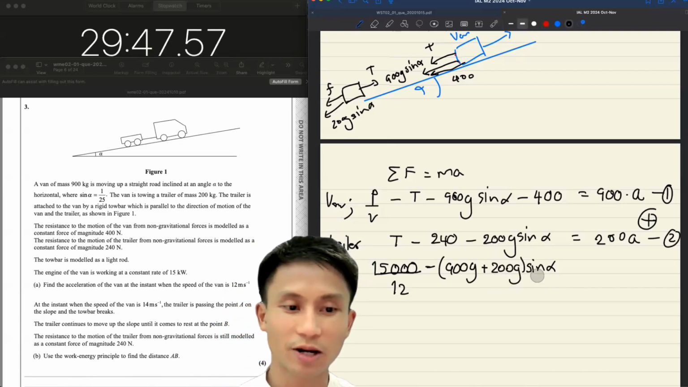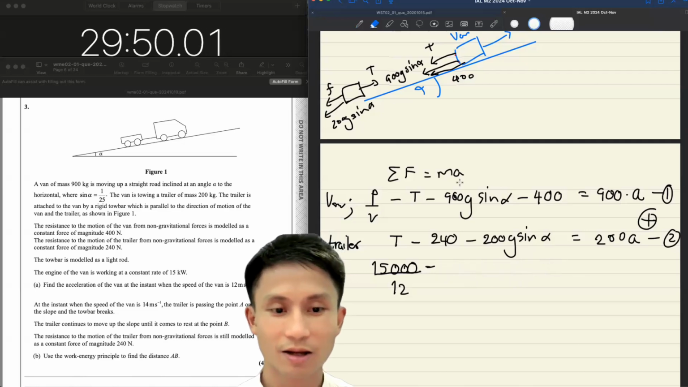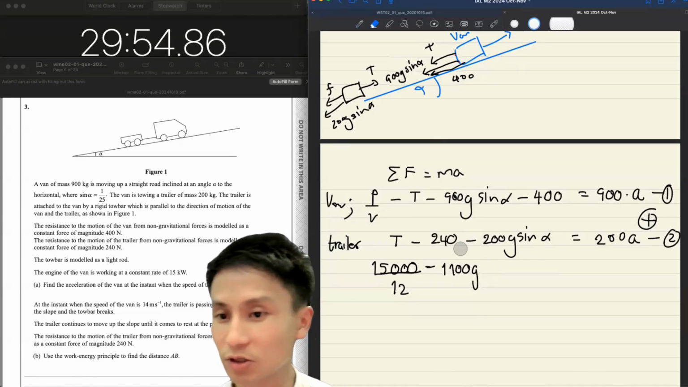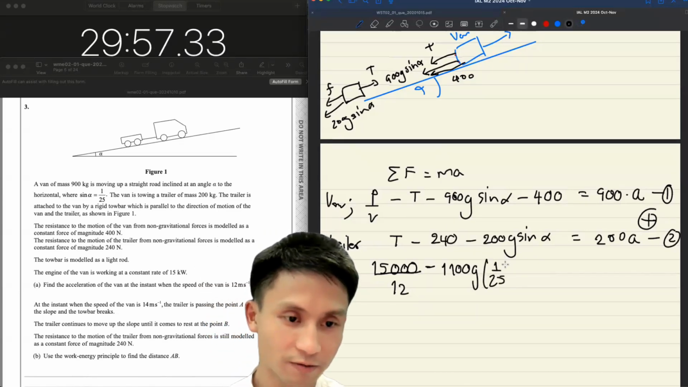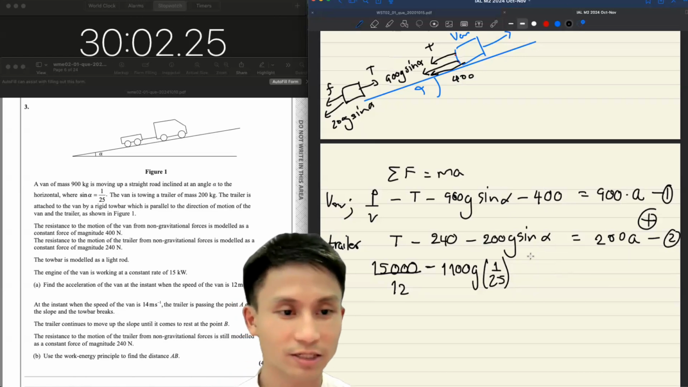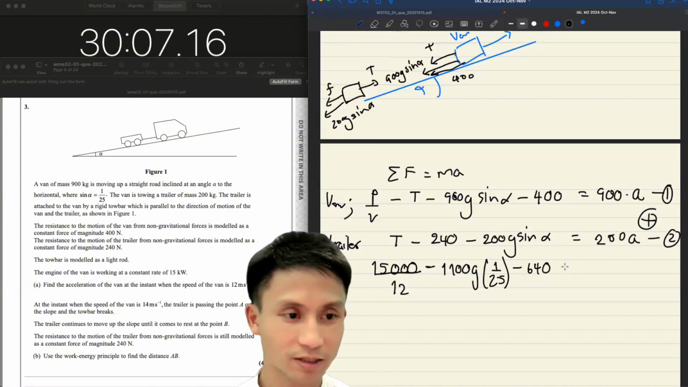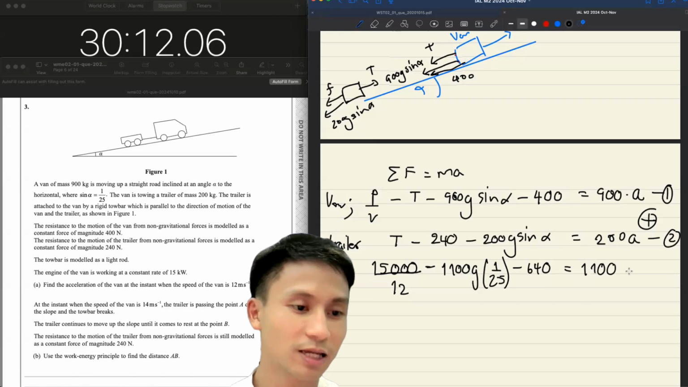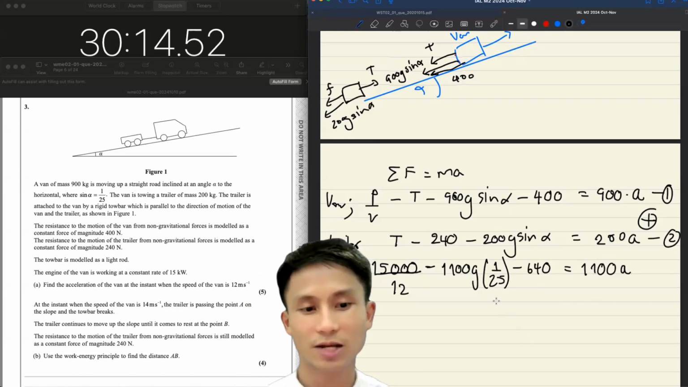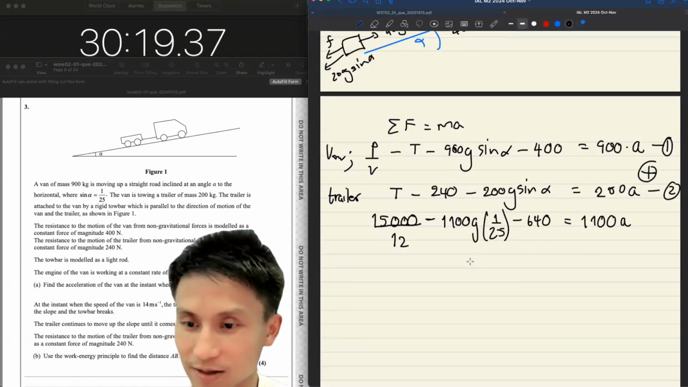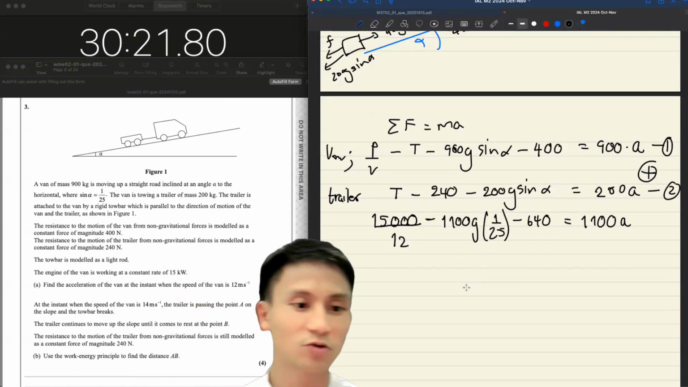So that's going to be 1,100 g sine alpha. Sine alpha should be 1 over 25, just simplifying it a little more. Now, both of the resistive forces would add up to minus 640. And the masses here would add up to 1100 a. So that's it. Now, if you solve for a, you will get the answer. Does it want it in any form? Yes, we can do two significant figures.